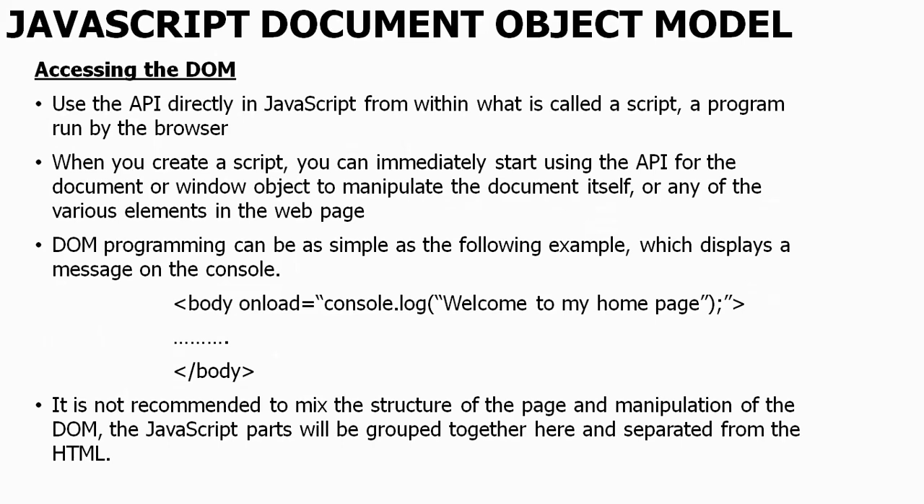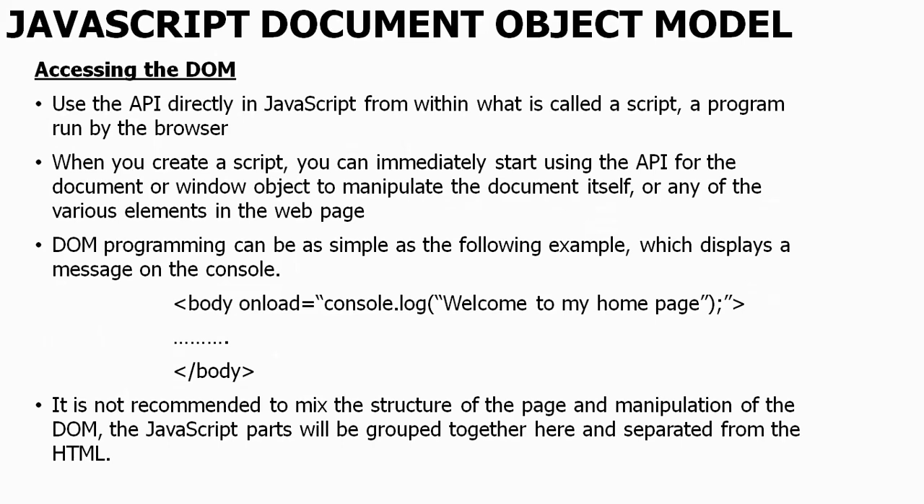DOM programming can be as simple as the following example, which displays a message on the console in your body tag. For example, onload equals console.log, welcome to your home page, and so on, your content you have provided, then close the body tag. This is your simple example to log a message to the console.